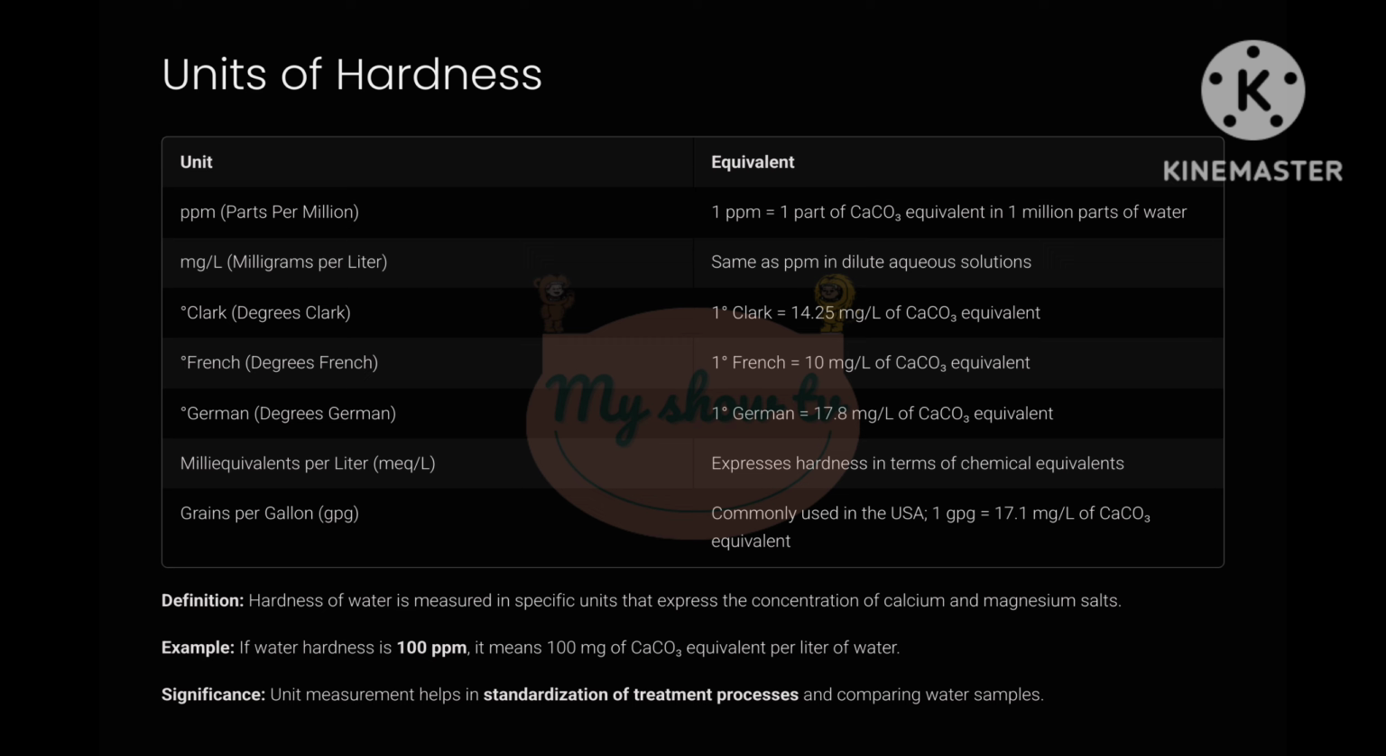6. meq/L, milliequivalents per liter. This unit is used when hardness is calculated in terms of chemical equivalents. 7. GPG, grains per gallon. 1 GPG equals 17.1 milligrams per liter of CaCO₃ equivalent. Commonly used in the USA. Example: if a water sample has 100 ppm hardness, it means 100 milligrams of CaCO₃ per liter. Significance. Knowing units helps in comparing water samples and deciding the treatment process.